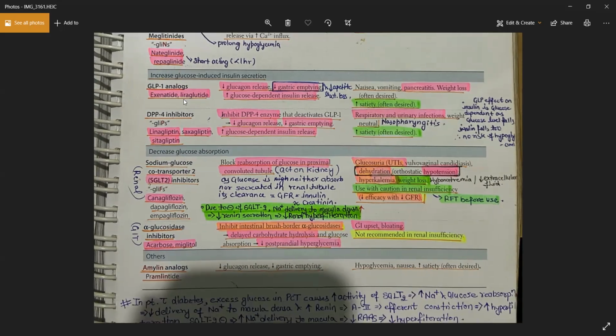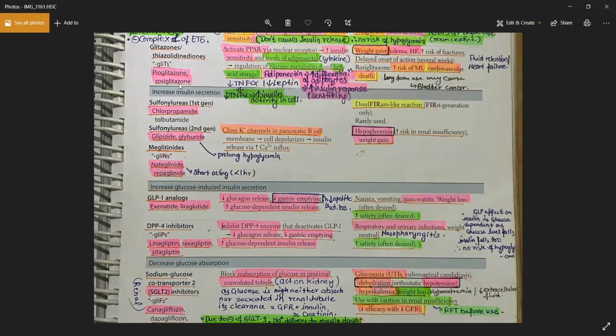Thank you. Okay, then comes a drug which increases the insulin secretion. These are the sulfonylureas, first generation and second generation. First generation are not in much use now. These are the chlorpropamide, which causes the disulfiram-like reaction.